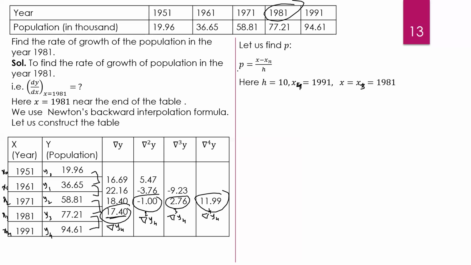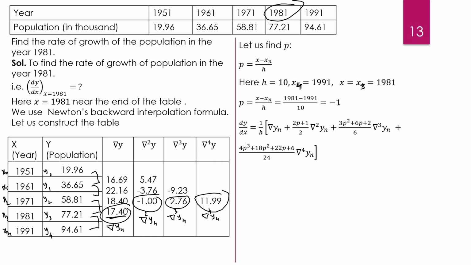We discussed in the derivation that when we put x equal to the last value, we get p equal to 0. But right now, this is not the last value. This is the second last value. The second last value is 1981 and the last value is 1991, so the difference is minus 10 divided by 10, which is equal to minus 1. In the derivation, the value of p is 0, but right now p is -1. So we have the first order backward difference formula.